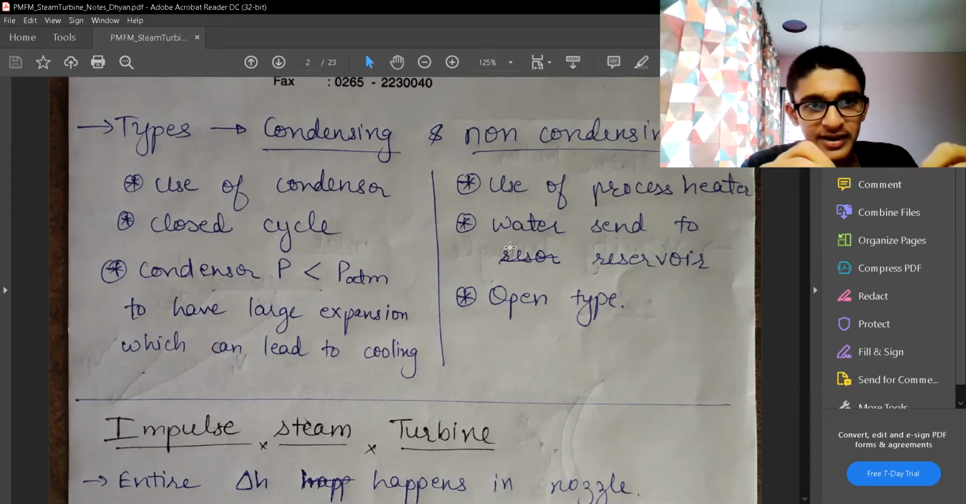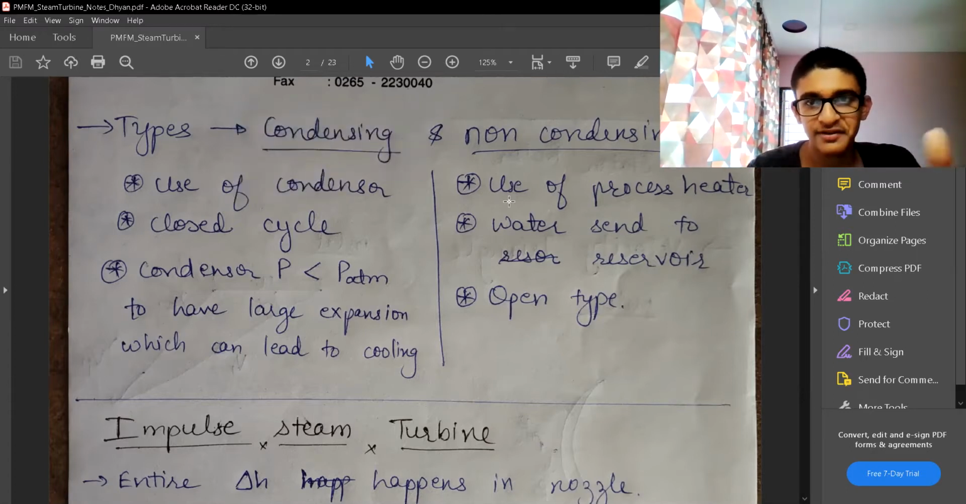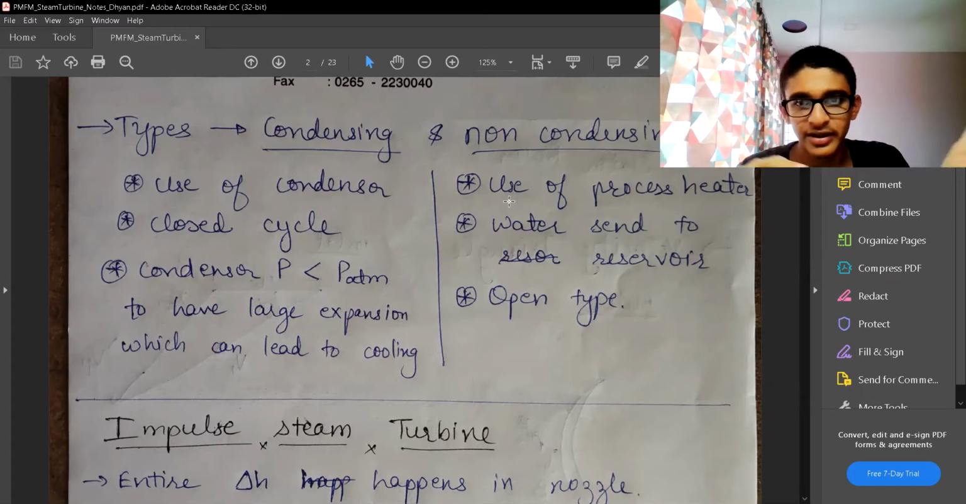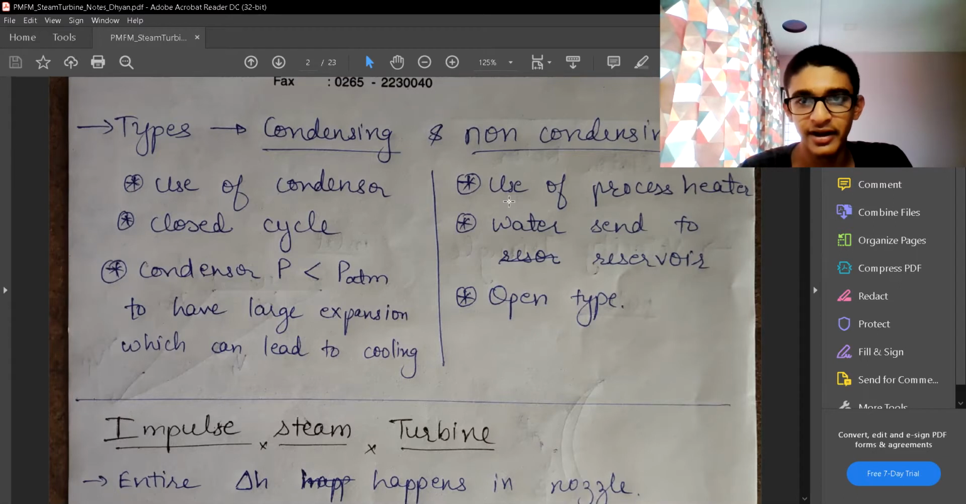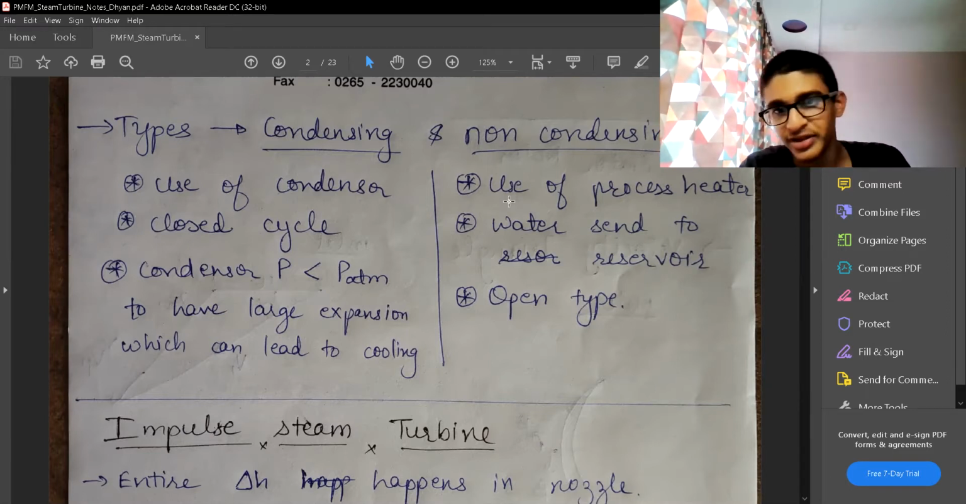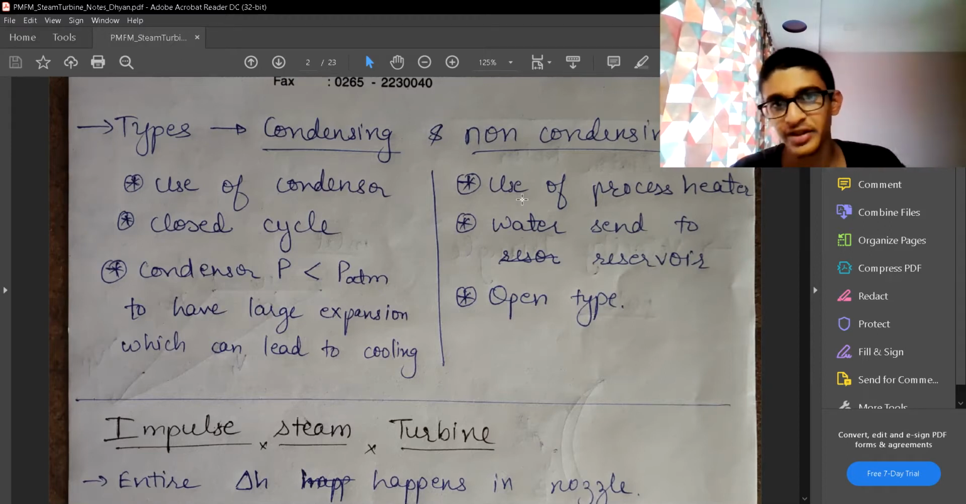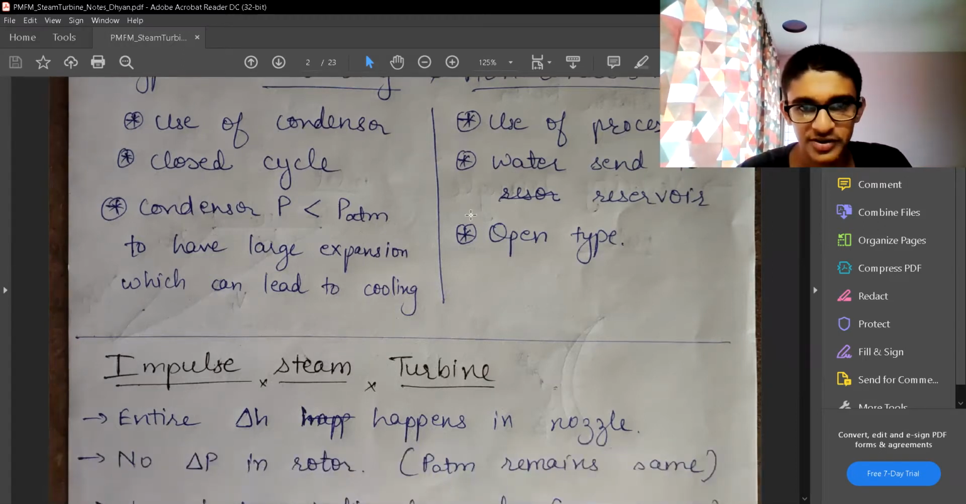If we are using a condenser, that means it's a closed cycle and it's a condensing type. And if we are not using a condenser, that means whatever steam we are getting is used directly in a process heater, which will take away the heat from the steam, whatever heat we can recover back. And whatever liquid we have, we are directly exposing that liquid to the reservoir. We are not reusing the same liquid. We are allowing that liquid to mix into the reservoir, and then from the reservoir we'll again take back new liquid which is cooled. So this is called an open cycle.